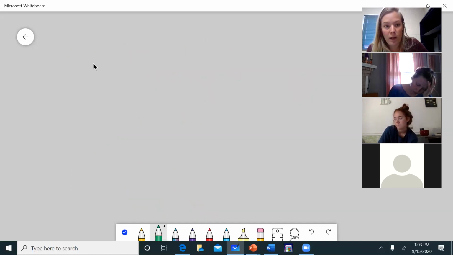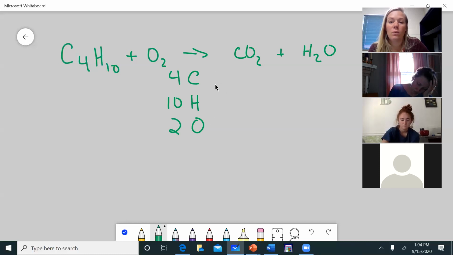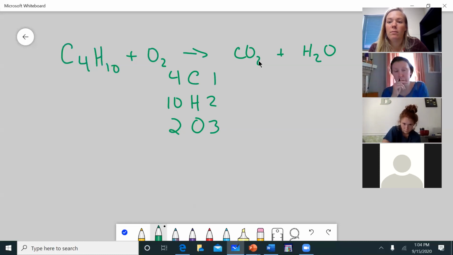So the next one, we've got another combustion reaction. So I've got C4H10 plus O2 is going to give me CO2 plus H2O. We have carbons, hydrogens, and oxygens. 4 carbons on this side, 10 hydrogens, and 2 oxygens. On this side, I have 1 carbon, 2 hydrogens, and 3 oxygens. 2 of them are coming from here. 1 of the oxygen is coming from here. So you total both of the compounds, oxygens.